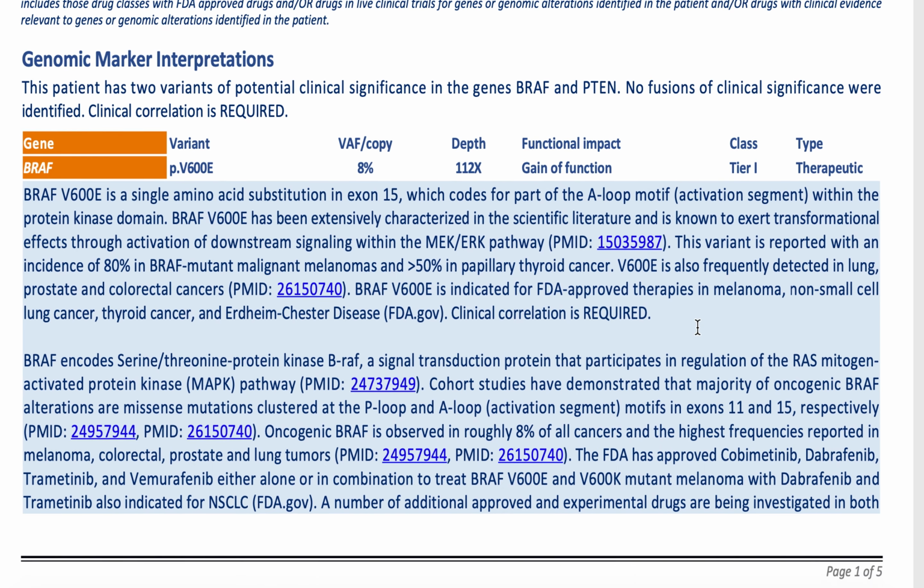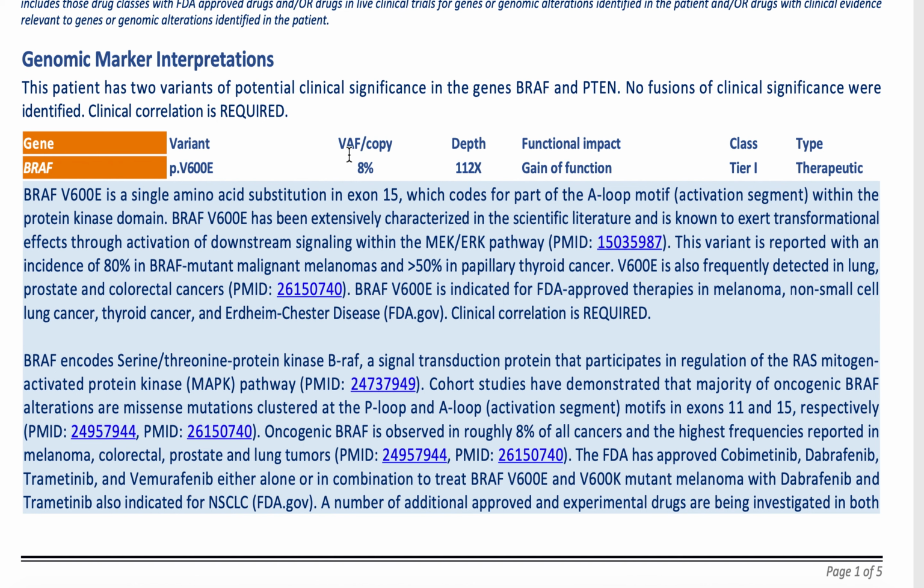Let's move on to VAF copy, which stands for variant allele frequency. This is an indication of the number of copies the variant appears in the tumor genome. Next-generation sequencing platforms provide an output of sequence reads, which refer to the specific sequences that match a location in the genome. Sequencing instruments calculate the number of reads detected for each specific genomic location.